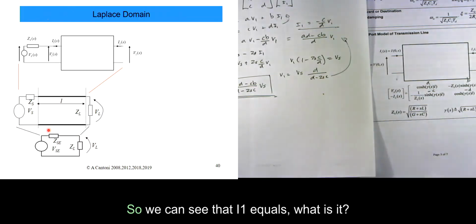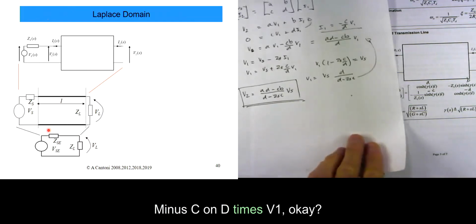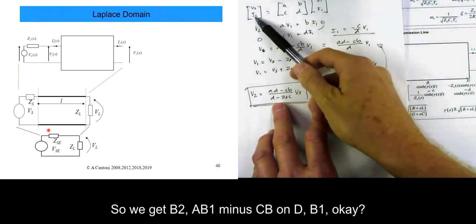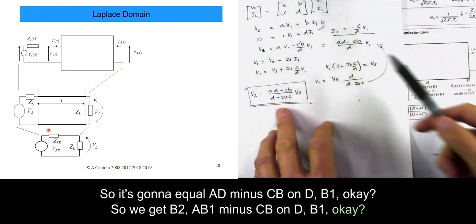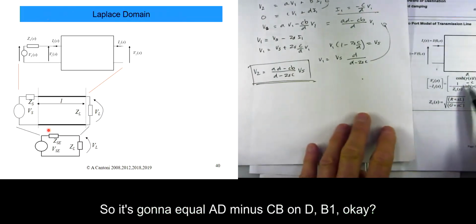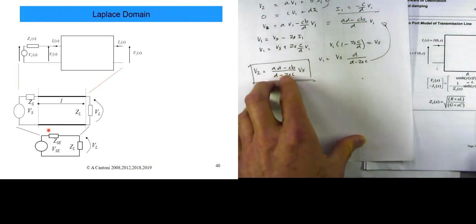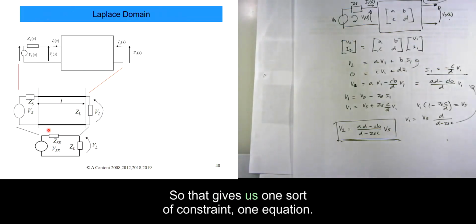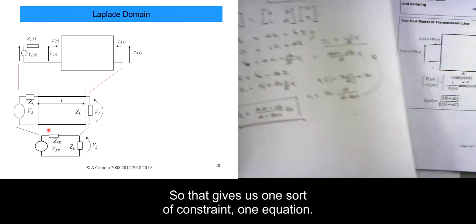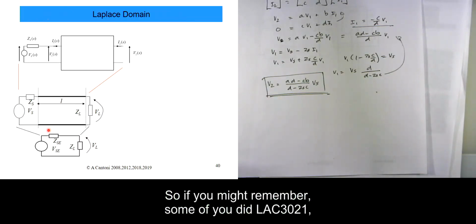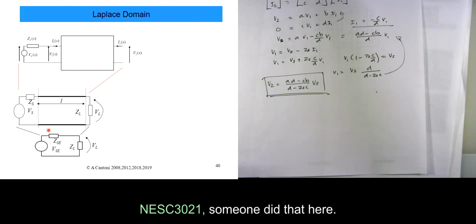Using this one, we can see that I1 equals minus C on D times V1. So we get V2 equals A V1 minus BC on D V1, which is going to equal AD minus BC on D times V1. That gives us one constraint, or one equation. Do we have information about this side? You might remember, some of you did ELEC4401, NASC4021.